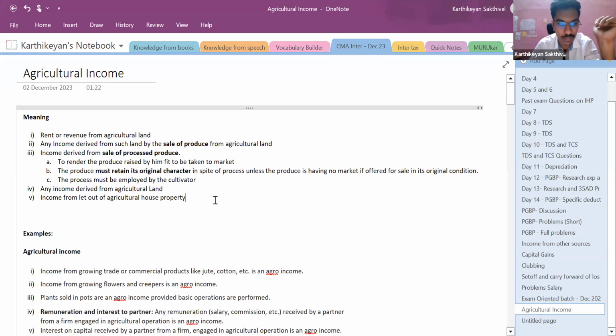If, assume, I give an example, you have produced potato. So you take the potato, convert it into potato chips and sell it in the chips form. So should I treat that potato chips as an agricultural produce? It cannot be, because potato loses its original character when it is sold in the form of chips. Okay, so it must retain its original character in spite of the process.